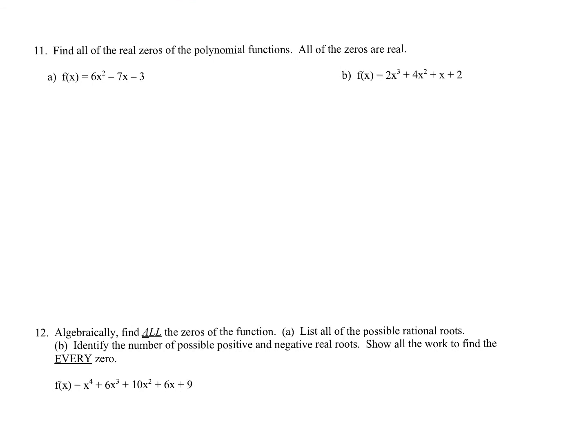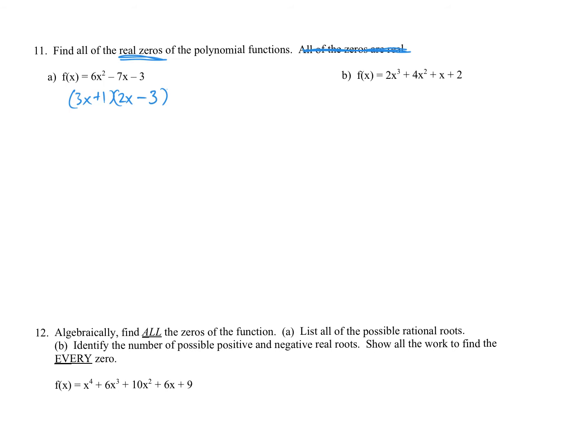Number 11, find all the real zeros of the polynomials. Not all the zeros are real, but we just want to find the real zeros. So I'm going to factor the first one because it's an x squared. Factoring comes easily to me, so I'm going to do that first. So this one is 3x and 2x, and the other one is 3 times 1. And I know 9 minus 2 is 7, so 3. This makes 9. I want negative 9 plus 2.